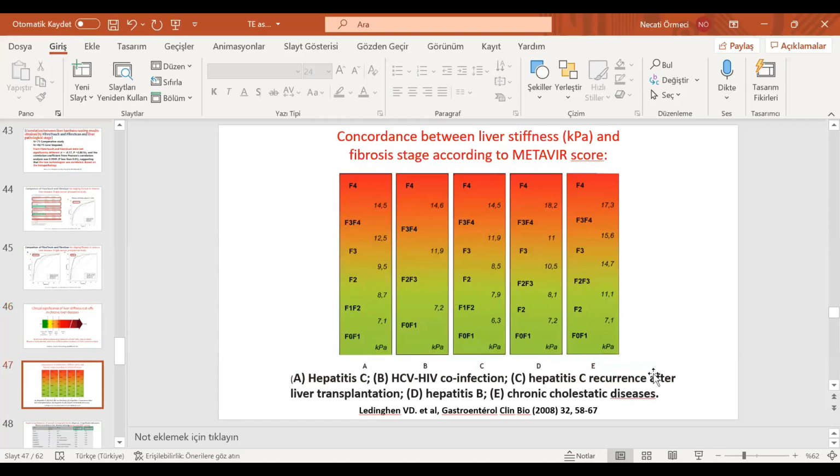As you see here, there are several conditions such as hepatitis C, hepatitis A, B, HCV plus HIV co-infection, hepatitis C recurrence after liver transplantation, hepatitis D, hepatitis B, and E, and chronic cholestatic diseases. If you look at the colors, F2 is almost similar in all the conditions, but F2 and F3 change a little among these conditions, while after F3 it is almost the same in all conditions. That means F4 liver cirrhosis can be differentiated from almost all chronic liver diseases from F3, F2, and F1.